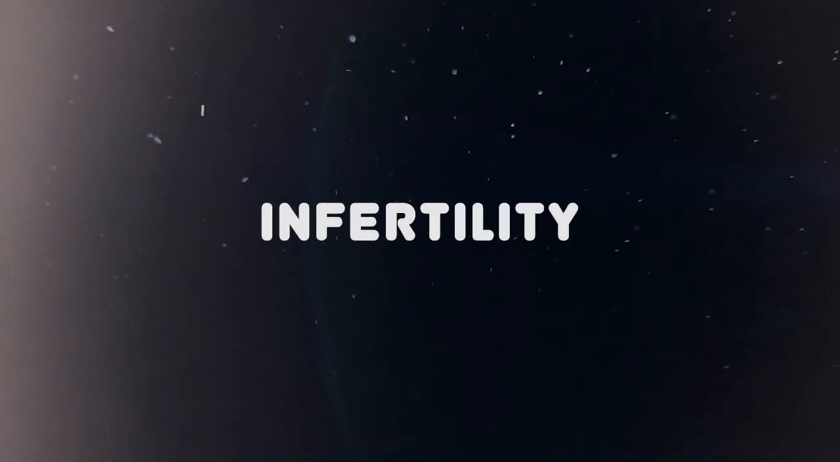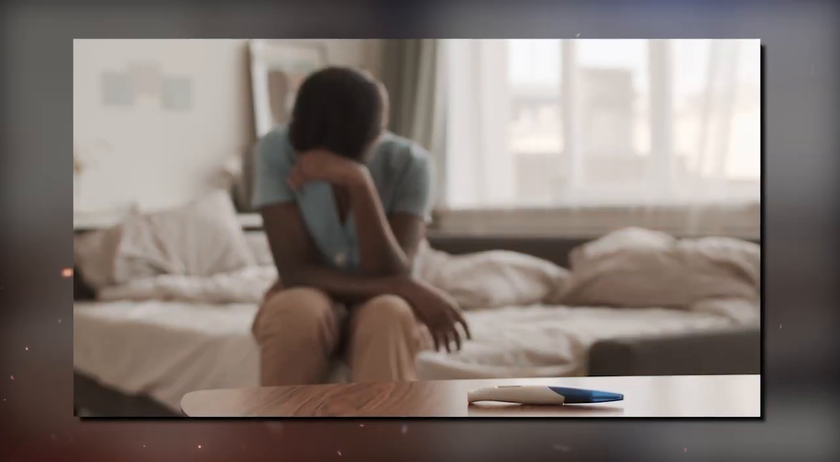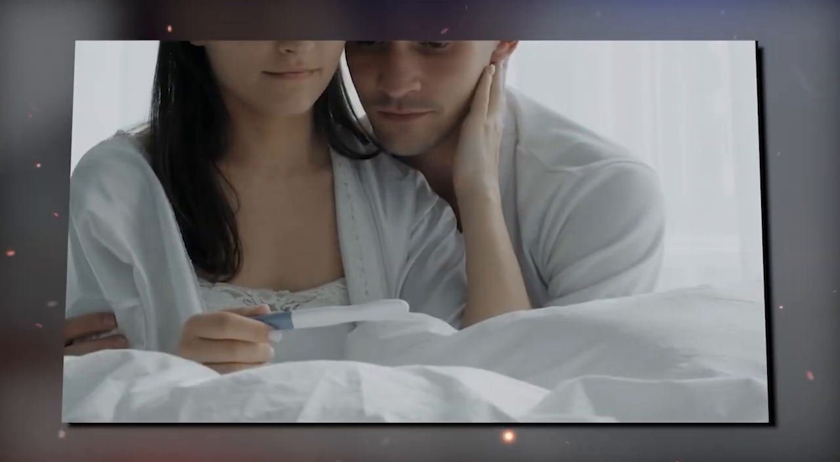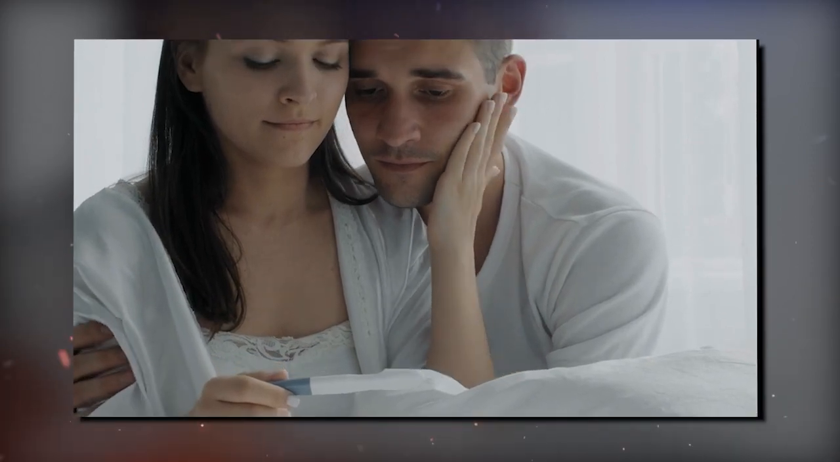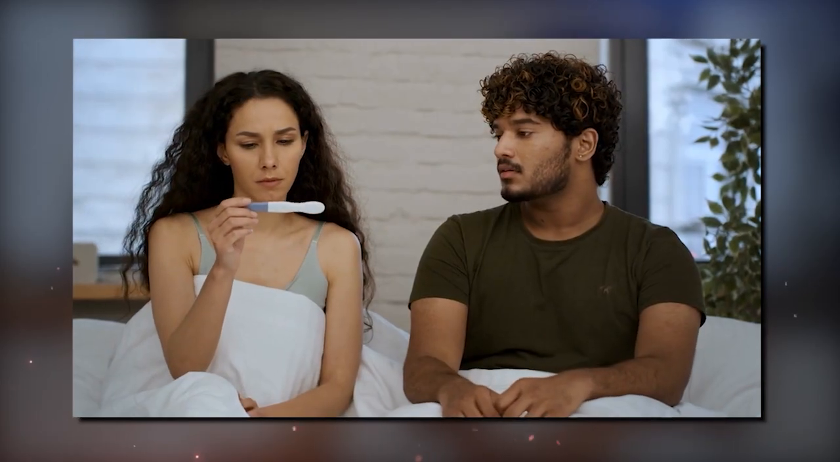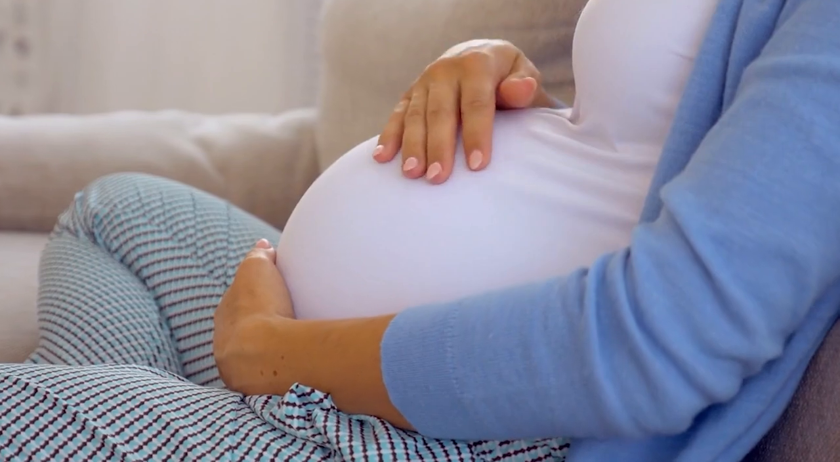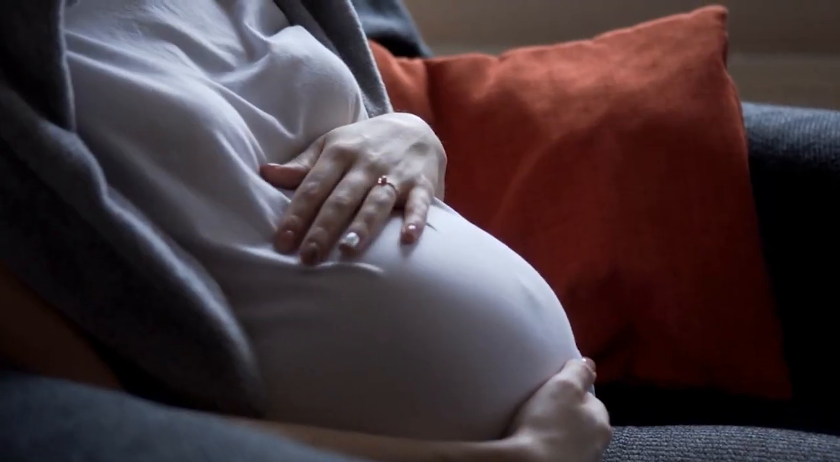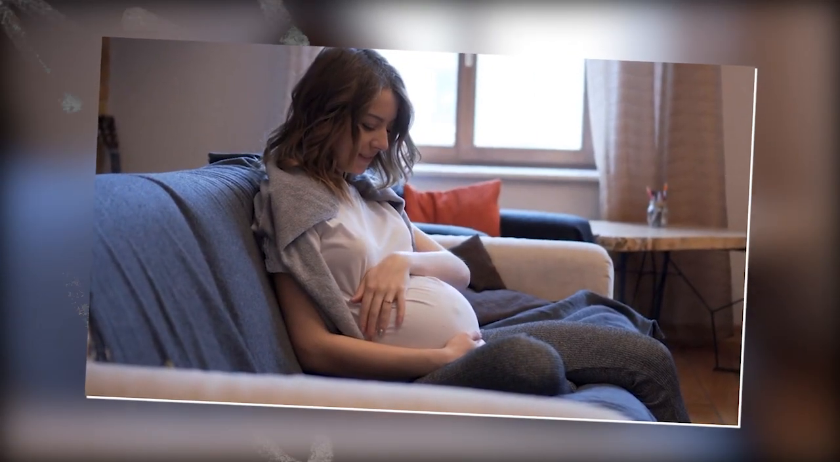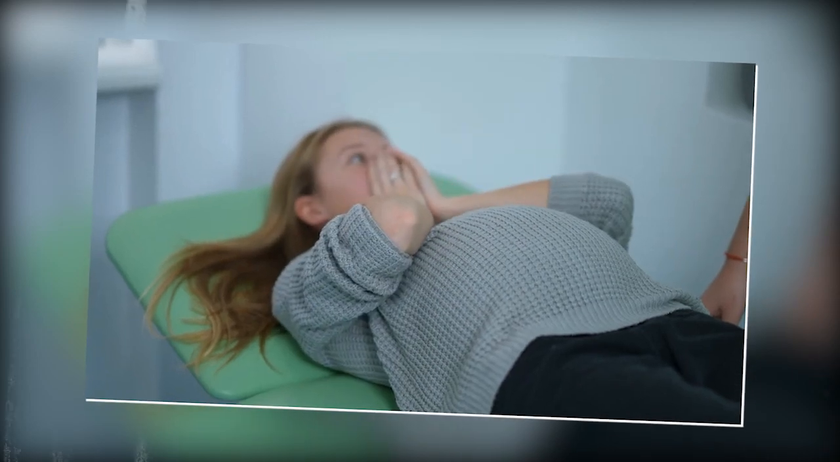Today's topic is infertility. Human infertility is defined as the inability to conceive following 12 months of unprotected sexual intercourse without the use of contraception. Infertility can also refer to the inability to carry a pregnancy to full term. This means a lady becomes pregnant yet has repeated miscarriages or stillbirths.